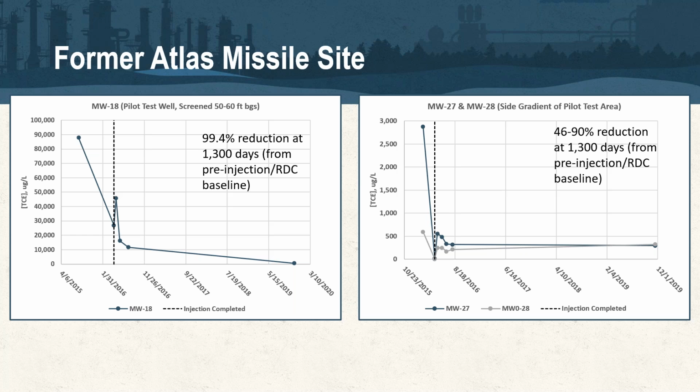But you can see our TCE concentration reduced 99+% at 1,300 days. And so this is a good example of, even though it's a small project, it's one site, that over time the technology can handle these higher concentrations. MW27 and 28 are side gradient, and so you can see the decreases that were observed, not as great as MW18, but these were outside of the treatment area.